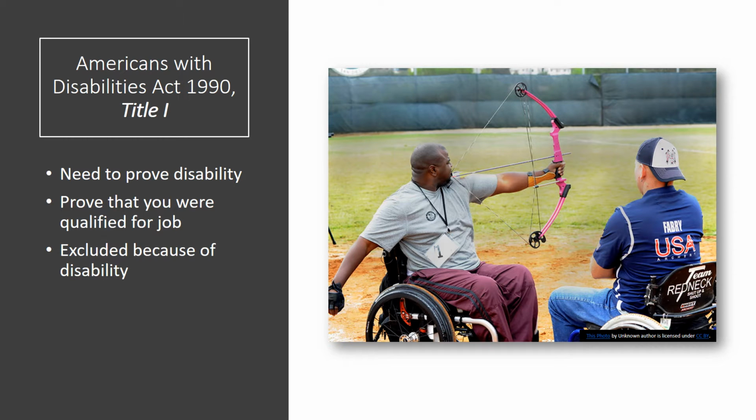Another law that's relevant to sport managers is the Americans with Disabilities Act of 1990. Two titles in particular. Title I applies to employment discrimination for people with disabilities, and the idea was to create opportunities for people with disabilities who had been excluded from the workforce. So in order to bring a claim forward, if a person thinks they've been discriminated against, they need to prove they have a disability, prove that they were qualified for a job, and then also prove that they were excluded from the job because of a disability.